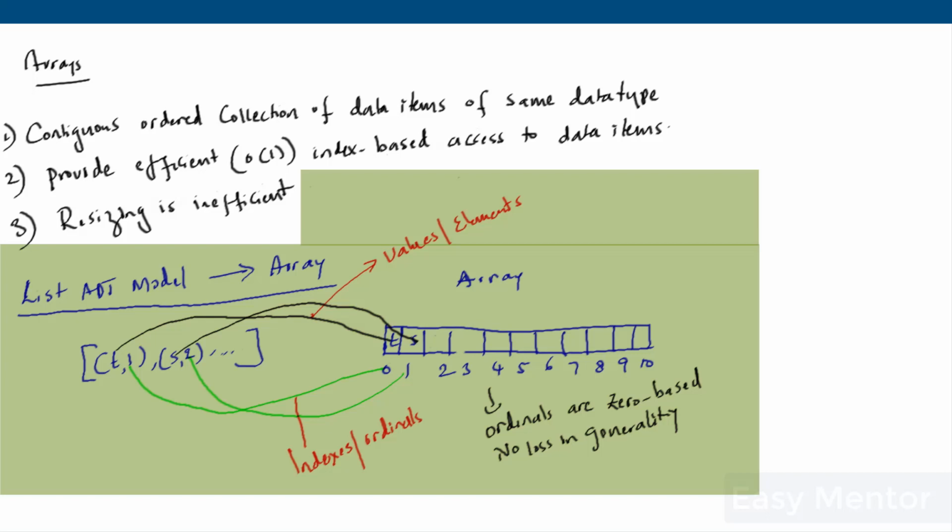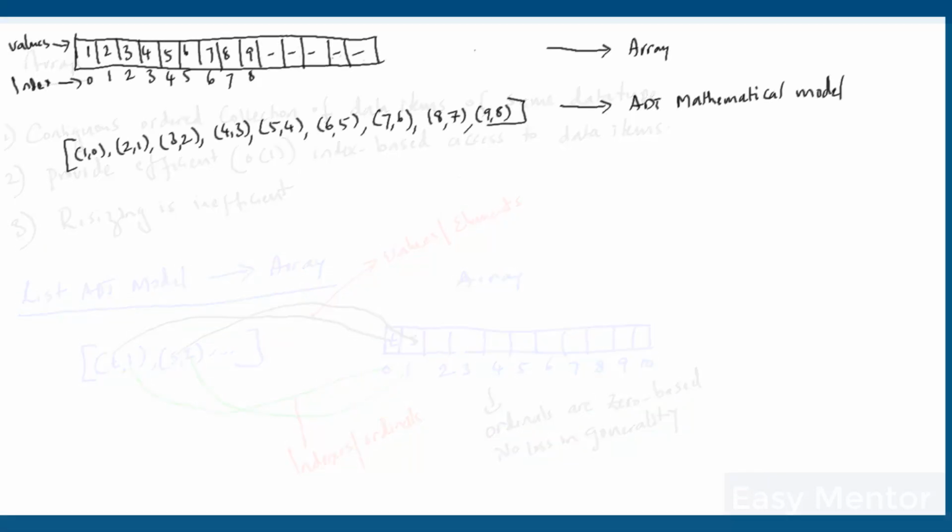These tuples naturally map to arrays in a very convenient way because arrays have values which are similar to elements, and all of these values are indexed by integers which are similar to the index or ordinals defined in the abstract data type. So in this particular case, this array, which has elements 1, 2, 3, 4 and so on, indexed by a zero-based index of 0, 1, 2, 3 and so on, can be represented as a collection of tuples (1, 0), (2, 1), (3, 2), (4, 3) and so on.